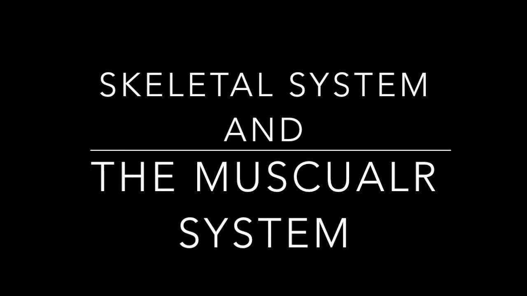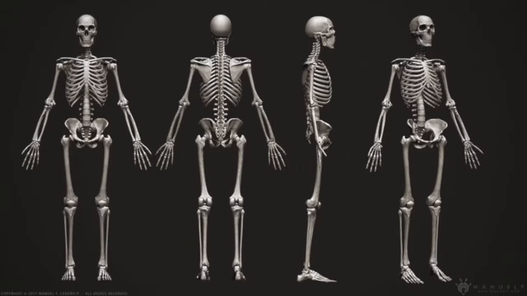Skeletal system and the muscular system. Role and function of the skeletal system. The skeletal system is made up of individual or joint bones. They are supported and supplemented by a structure of ligaments, tendons, muscles, cartilages, and other organs.